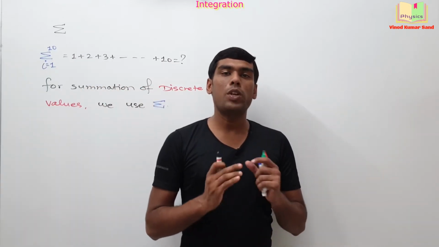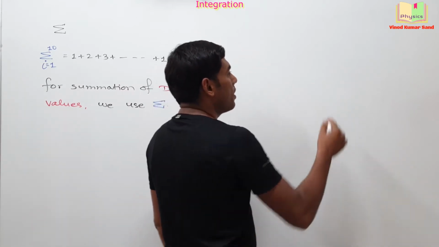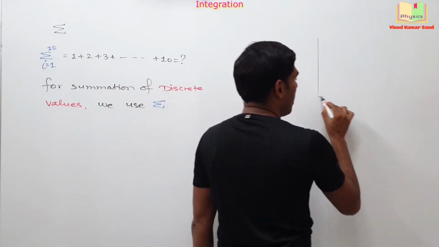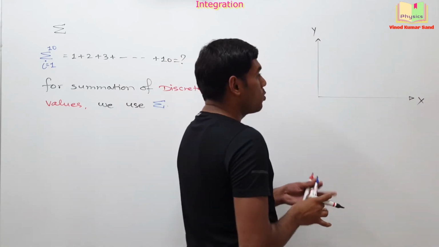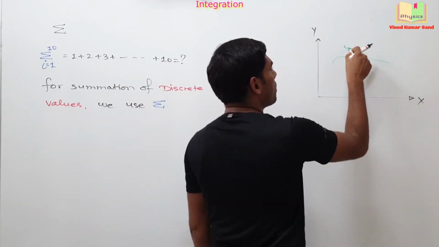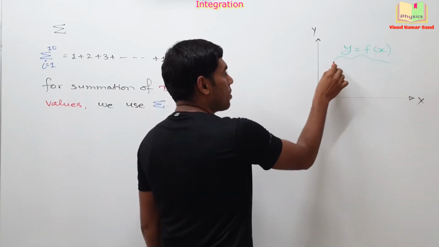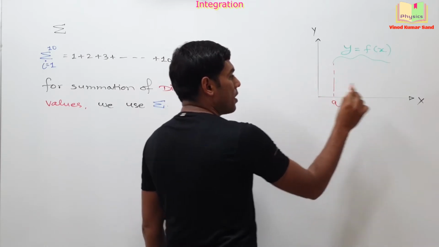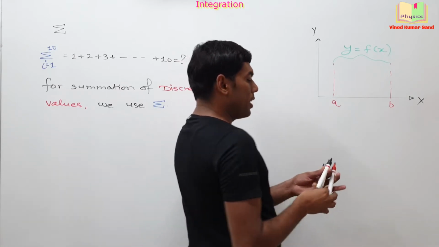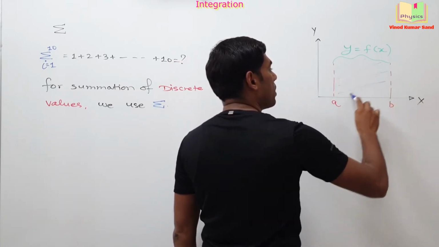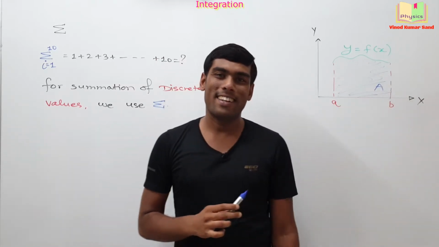Okay, sometimes we need to sum up the continuous values or the continuous functions. That can be done using the definite integration. Let's learn it through an example. This is x-axis, this is y-axis. Suppose we have a random curve and its equation is given as y is equal to f(x). Let's say this coordinate here on the x-axis is a and this coordinate here on the x-axis is b. We want to find this area bounded with the x-axis. Can you think how to obtain this area?